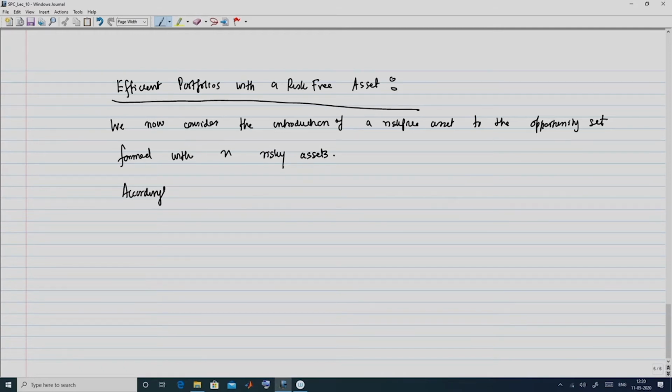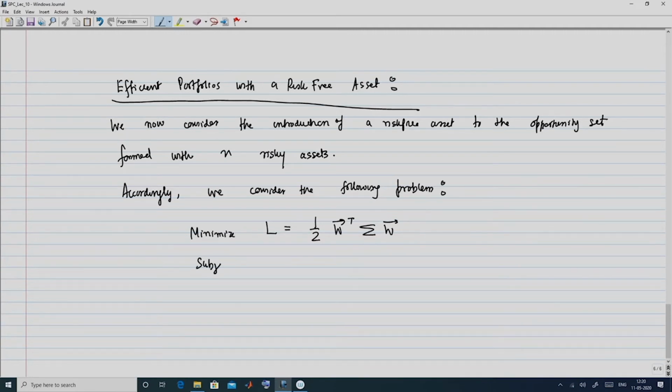Accordingly, we consider the following problem, and since we are looking at the efficient frontier, I will consider the same problem of minimizing the variance, and remember that we had the factor of half. So, minimizing L equal to half W transpose sigma W subject to, now remember here I have a risk free asset, so it is going to be W transpose E vector plus W F R F, this is going to be E R P, and W F is equal to 1 minus W transpose 1.